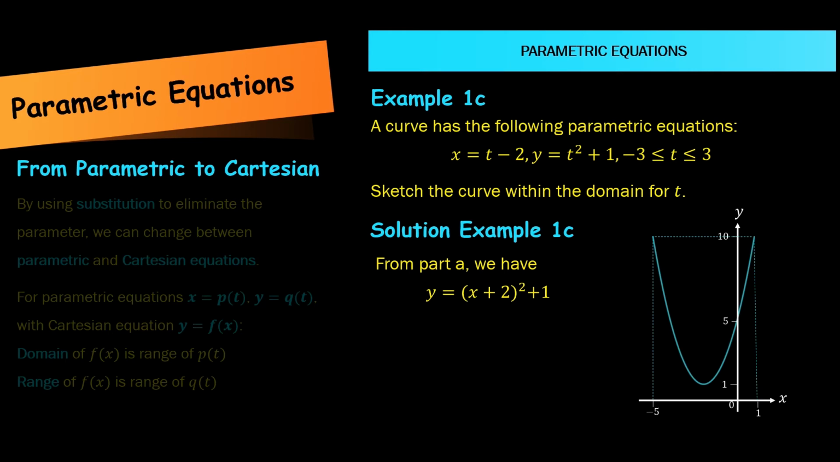Here's our curve. Let's see where all the points came from. The point minus 2, 1 is the minimum turning point. We can obtain this by putting x equal to minus 2 in this equation. This will make the (x plus 2) squared term disappear and therefore give us y equal to 1.